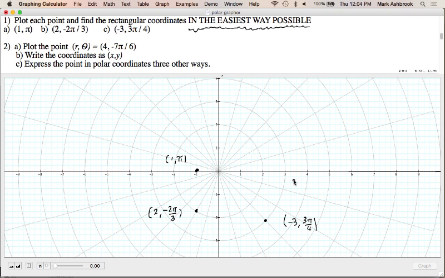Okay, so did you get the coordinates of the 3 points for number 1? Did you plot them correctly? Put them up there. Agree with that? Yep. Okay, and the xy coordinates of 1 comma pi?